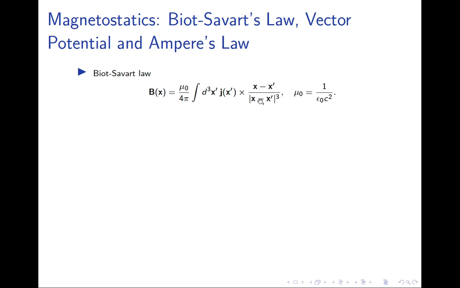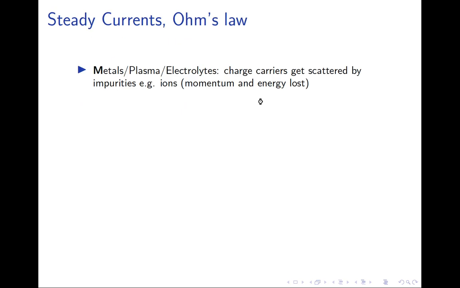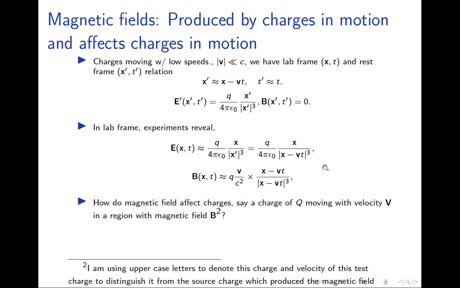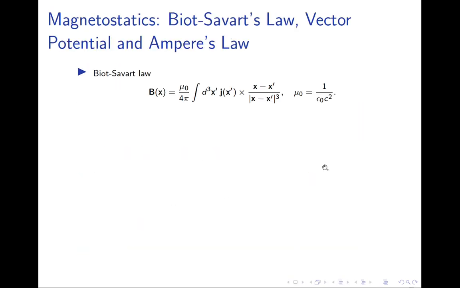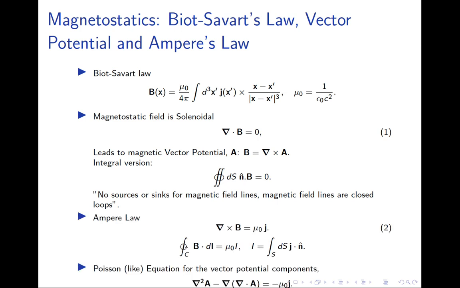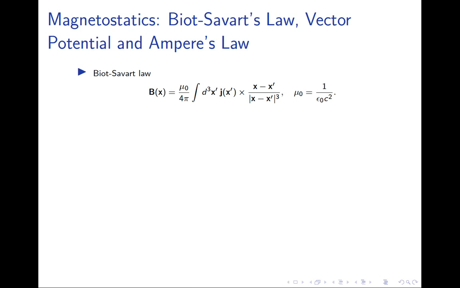So Biot-Savart law for us is a consequence of this formula. Okay, magnetic field produced by a point charge. So this is the magnetic field produced by a steady current. As you can see, there is no time anywhere, telling us that this is the static magnetic field, not time varying. It is time independent.